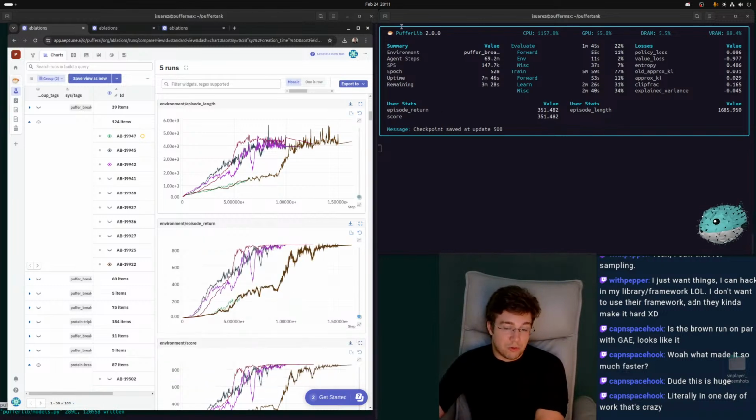If you were running this on CleanRL, you would be waiting weeks for these results. SB3, weeks for these results. You wouldn't even be able to implement the thing as easily because you'd have to go dig through SB3 algorithm code. Puffer, very good.